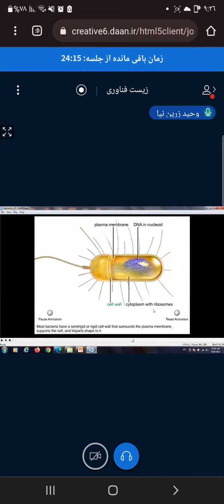Most bacteria have a semi-rigid or rigid cell wall that surrounds the plasma membrane, supports the cell, and imparts shape to it. A protective capsule of jelly-like polysaccharide is the outermost layer of many bacteria. Pili are protein filaments that help cells attach to various surfaces and to one another. Flagella allow some prokaryotic cells to move about in a fluid environment. You may now review prokaryotic structure by clicking on the labels.